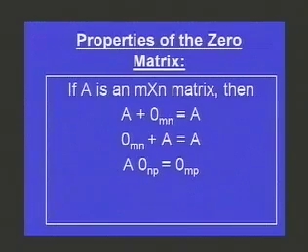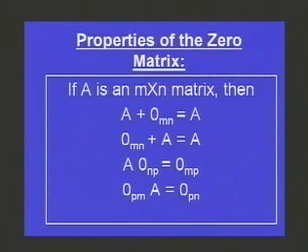If I take my A matrix times 0 sub np, A again was an m by n, 0 sub np is an n by p, the inner dimensions match up. The size of the answer is still a 0 matrix, but it's 0 sub mp. So if I multiply by 0, I might not get the same size 0 matrix in the end. So you kind of have to watch those dimensions there.